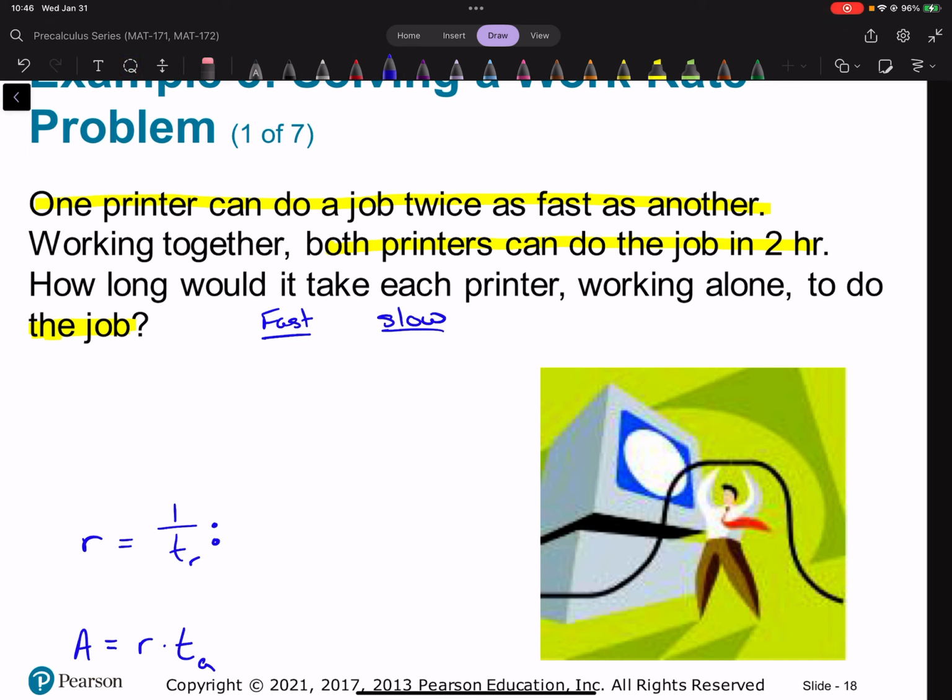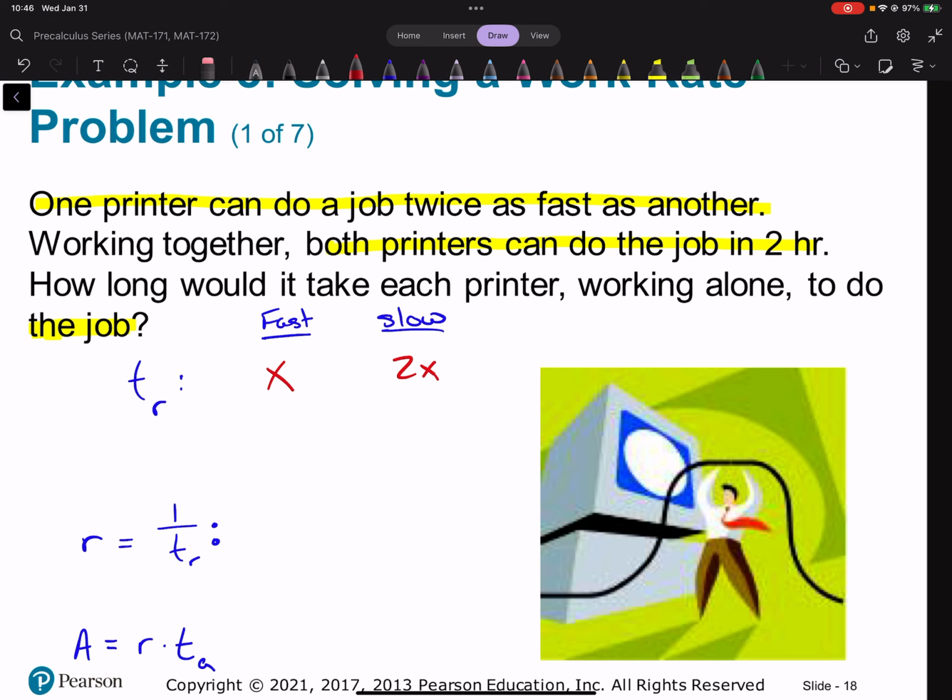So now we can start to think about T sub R here, time required. Now, if it takes the fast printer, which works twice as fast, X amount of hours to do the job, then it should take the slow printer 2X. Like if I do the job twice as fast as you, you might do the job in 4 hours. I'm going to do the job in 2 hours.